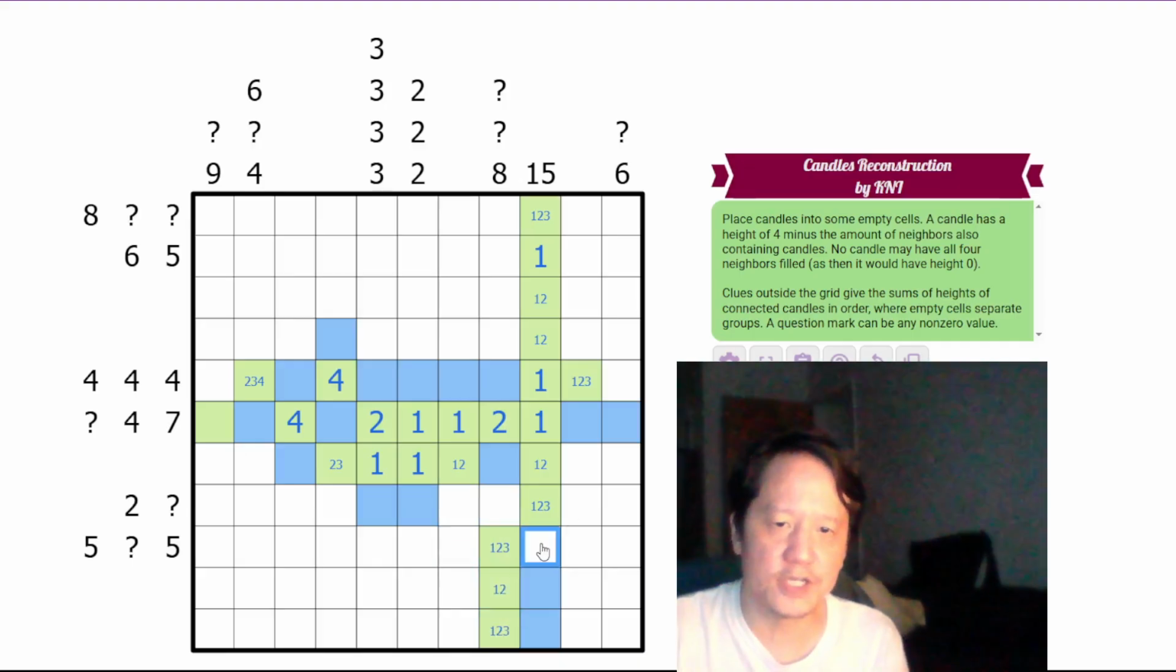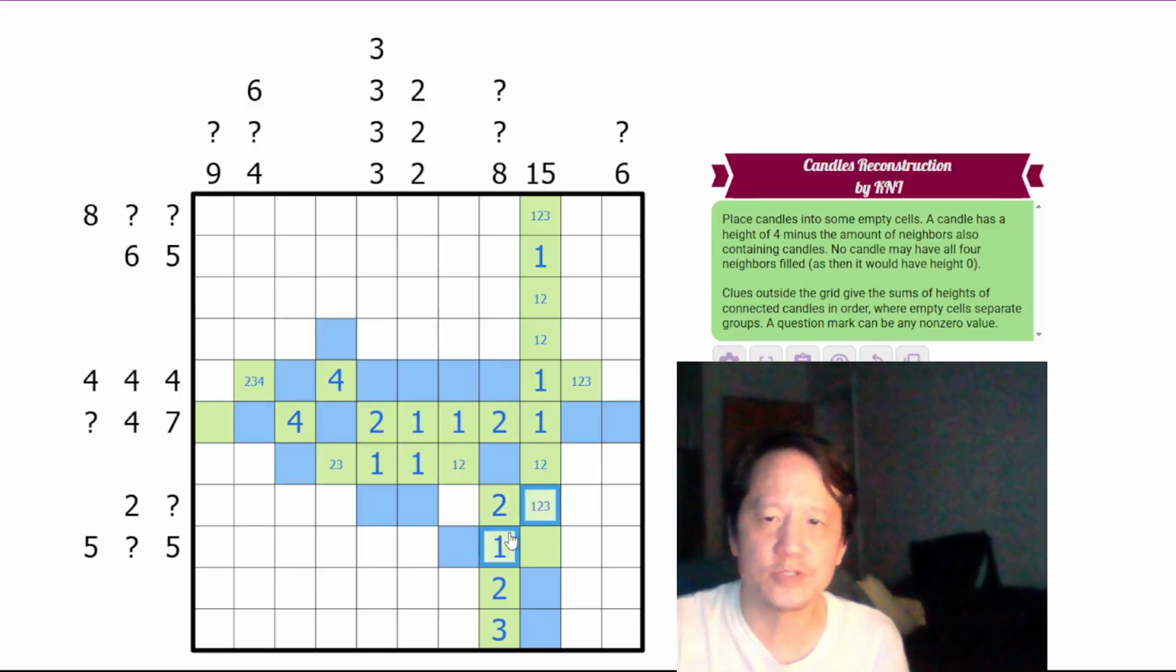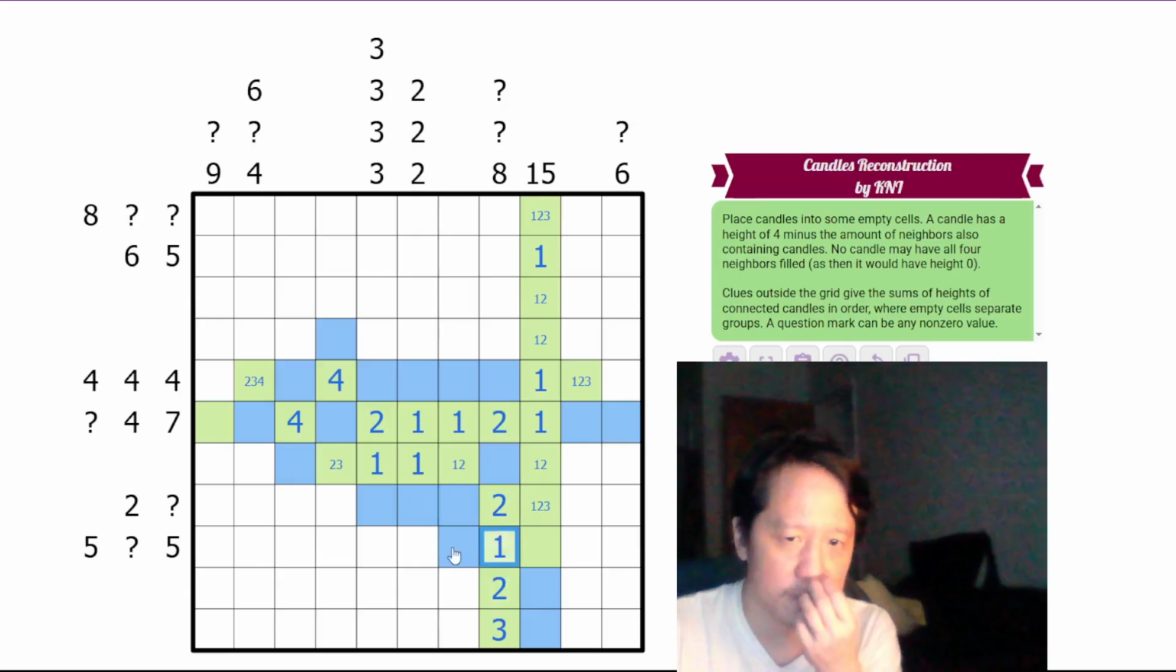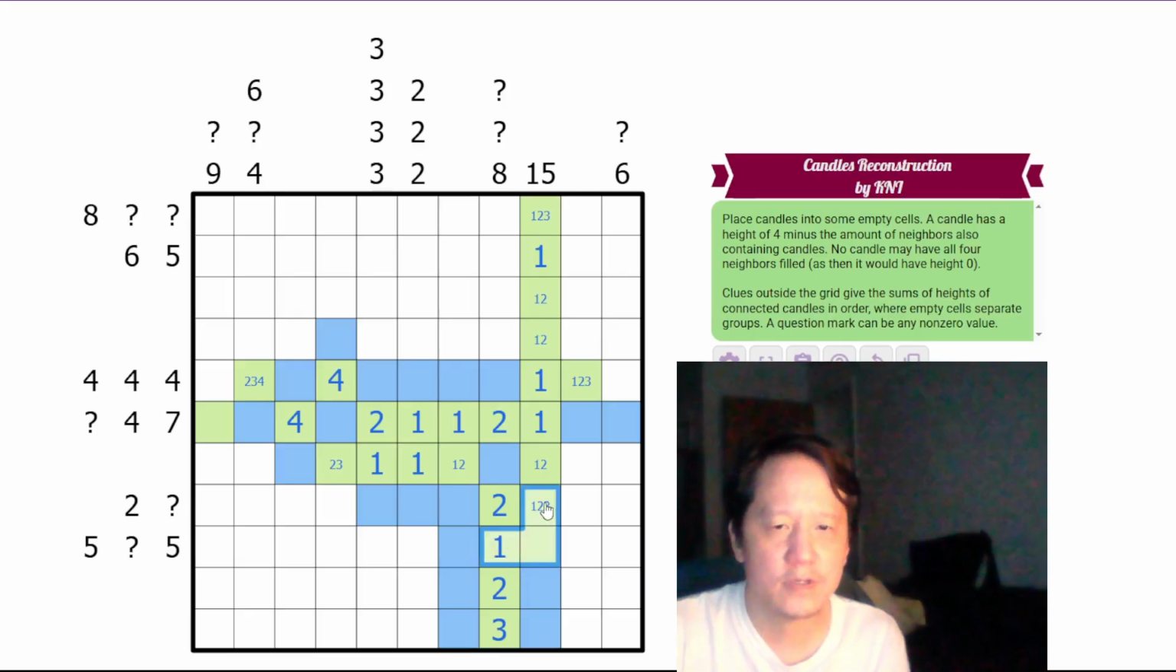If this is unshaded, well, this could still be shaded. Okay, let's try this out first. 2, 2, 3. So this has 2 neighbors that are shaded or have candles. Therefore, the rest are unshaded. This has 1. This has 2. So then this is blue, blue. This has 2 neighbors, at least. So this has to be 1, 1 here, because it has to continue on here to add up to 5.